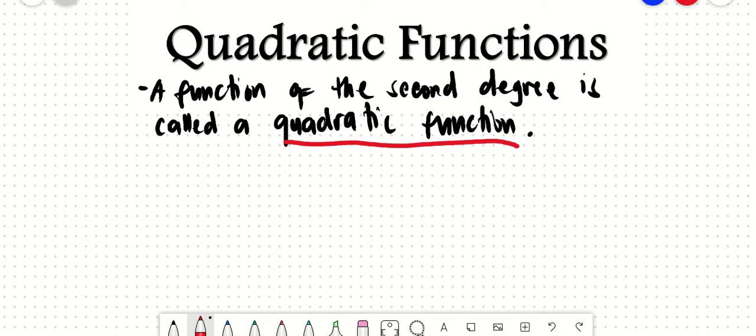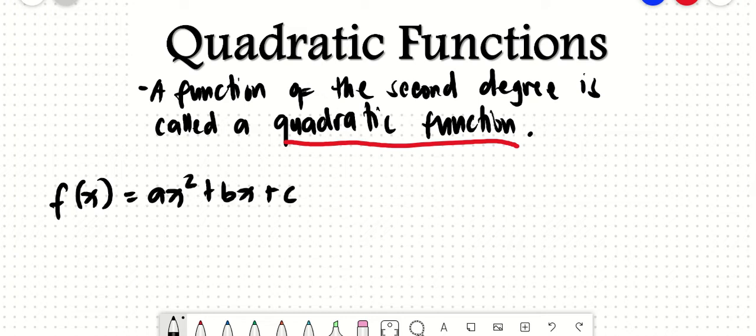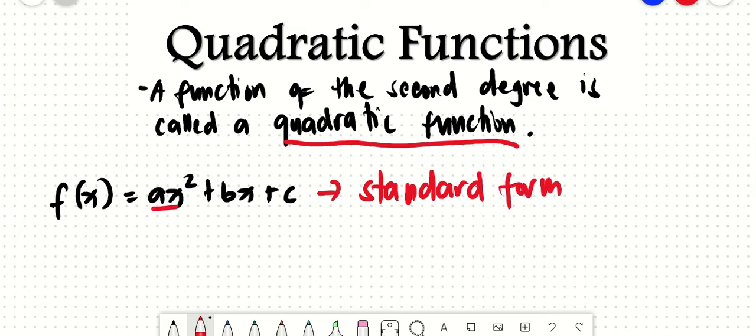So again, a quadratic function can be recognized by its equation. The equation f of x equals ax squared plus bx plus c is the standard form. Familiar na sa inyo, no? Kasi ax squared plus bx plus c, ito yung standard form of quadratic equation. So this time, f of x equals ax squared plus bx plus c is the standard form of a quadratic function.